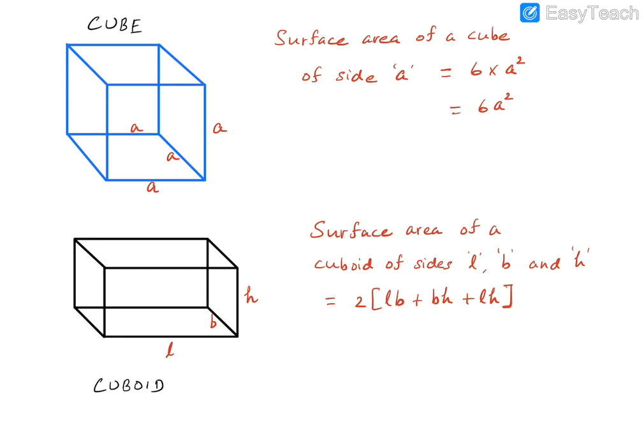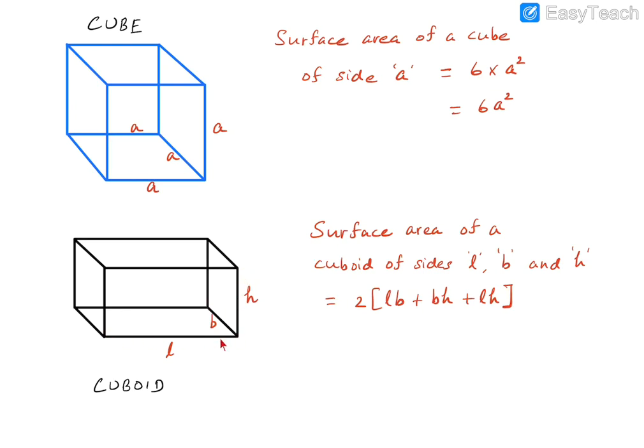Similarly, if we have a cuboid, what is the surface area of the cuboid? A cuboid is also a 3-dimensional figure, but unlike the cube where all the edges have the same length, in a cuboid the edges may have different lengths. For example, we have a length L for one of the edges, and the parallel edge will have the same length L. Similarly, another edge has a length of B units, and a third edge has a length of H units. We call these length, breadth, and height.